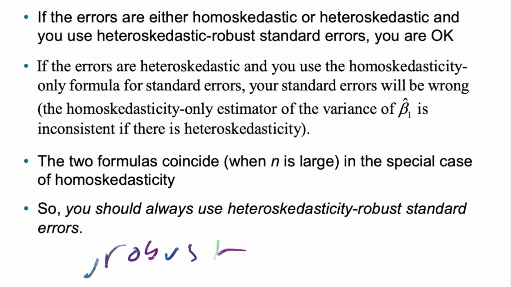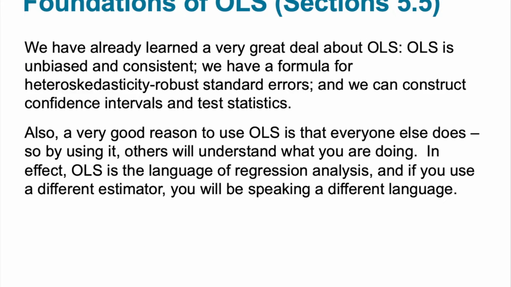All right, in this video, we're going to discuss some additional theoretical foundations of ordinary least squares. We have already learned a great deal about OLS. OLS is unbiased and consistent. We've shown this. We have a formula for heteroscedasticity robust standard errors. And we can construct confidence intervals and test statistics. What more could we possibly want?